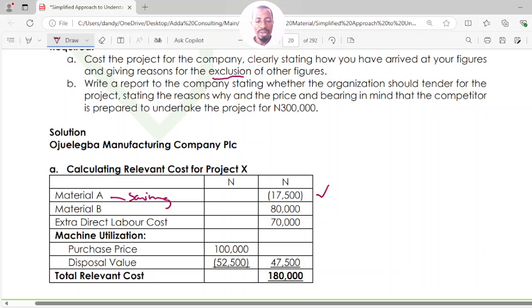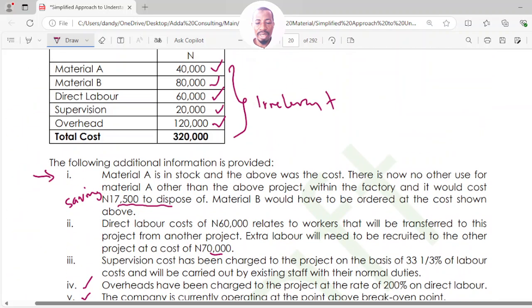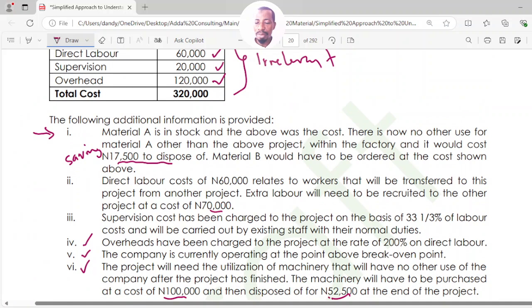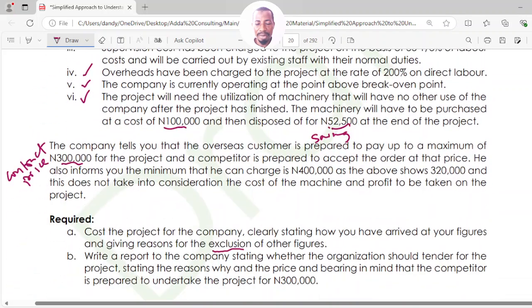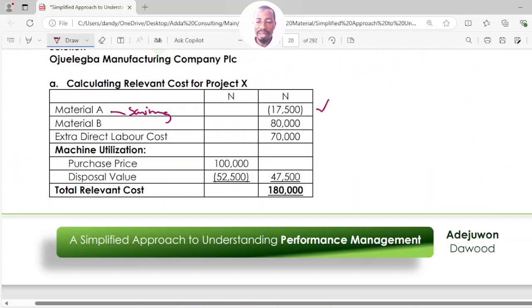Then material B, you are told that material B is not in stock and will have to be ordered at the cost shown above, and material B is 80,000 naira. Therefore, that 80,000 naira is relevant, so you have to account for it.